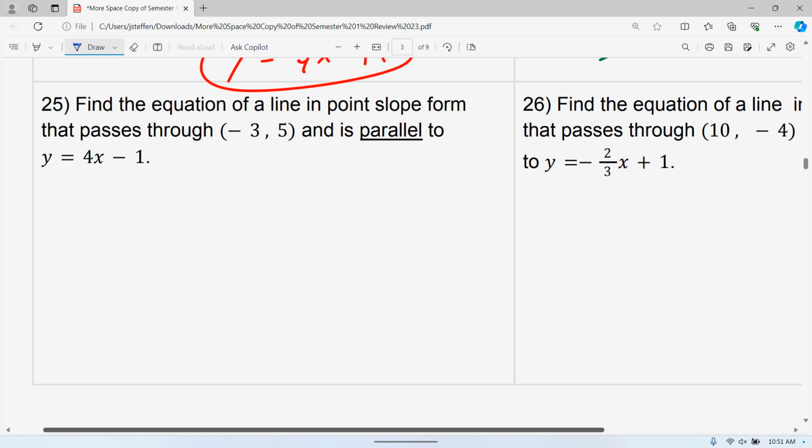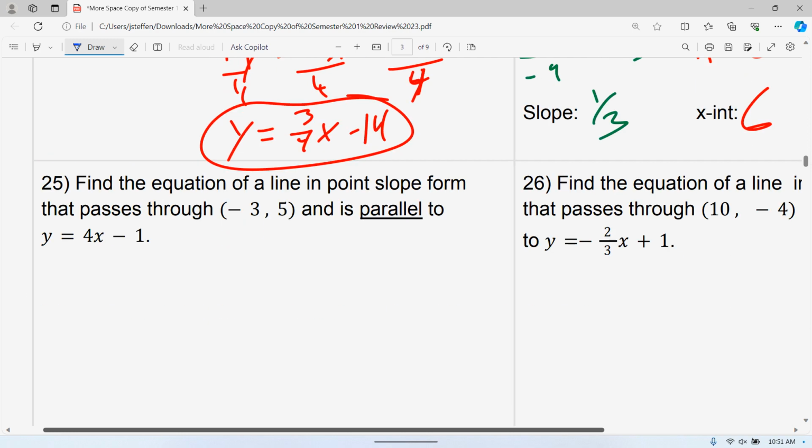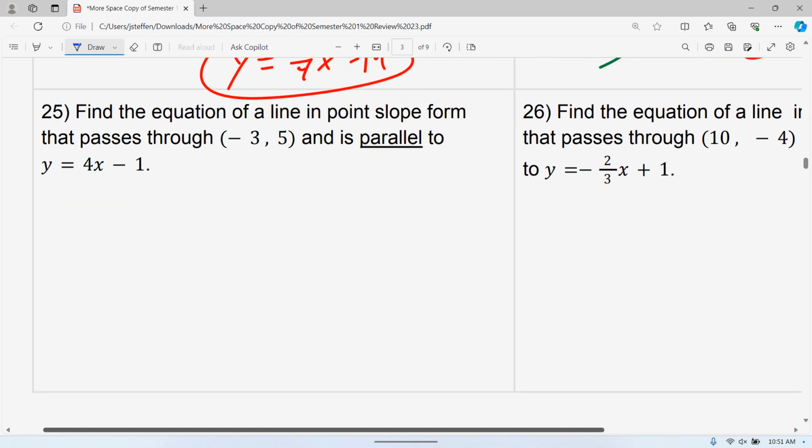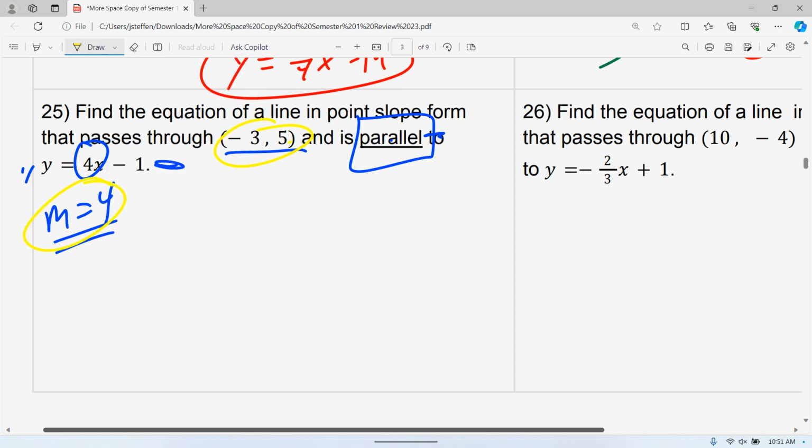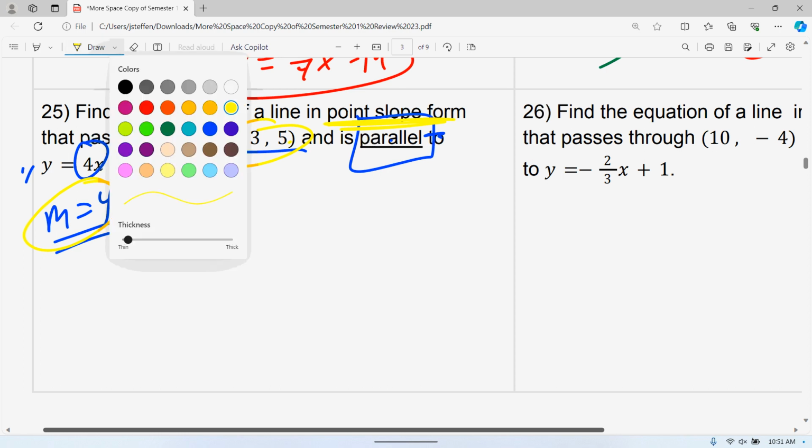Okay, 25 and 26, we're getting closer. These are the last two, I believe, in chapter 2. Cool. So this is the end of part 1 of the video. Find the equation of a line in point slope form that passes through this point and is parallel to this equation. So my line that I'm making, if it's parallel to this one, it's got the same slope. So the line I am making has a slope of 4. That's all you are using the parallel for in this part. Once we have the slope and a point, then obviously we can plug it into point slope form.